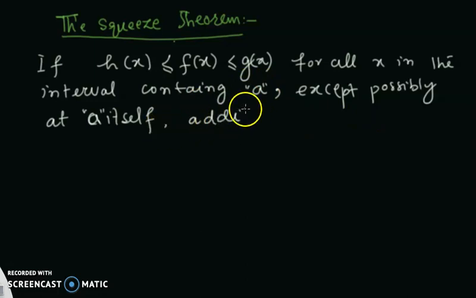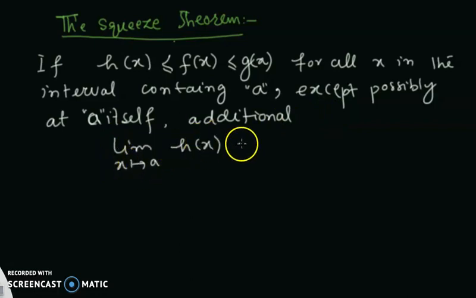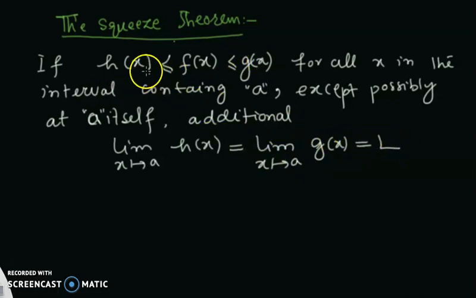Additionally, you should have this: the limit of function h at A is the same as the limit of function g at A. Let's say this is equal to L. So if you have three functions which satisfy this inequality, in other words, f is lying between h and g, then f is lying between g and h at all values of x in the interval containing A.